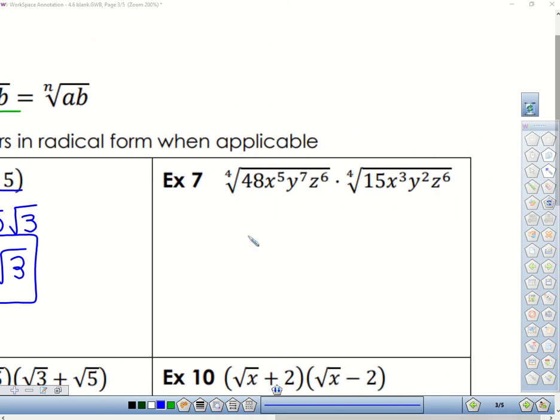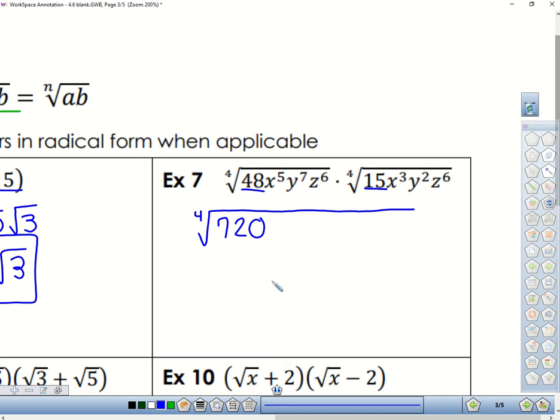Now this one here, first thing we do is check and see if these both are the same type of radical, which they are. They're both fourth root. And we're just going to multiply everything on the inside. So 48 times 15 is actually just 720.